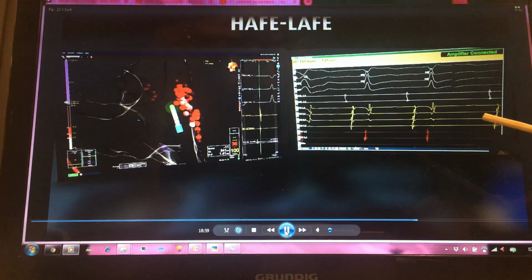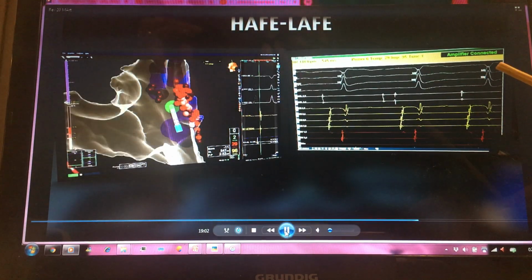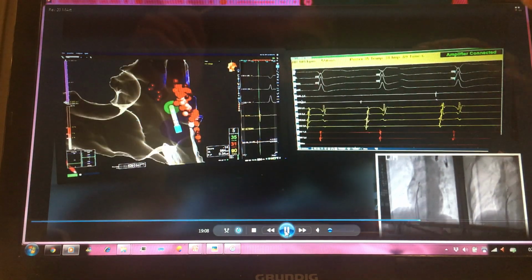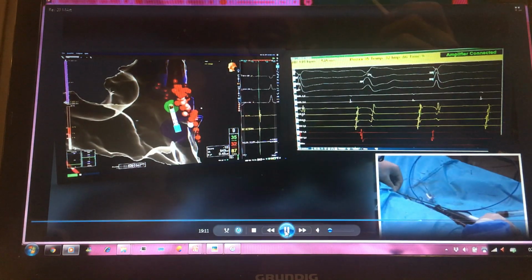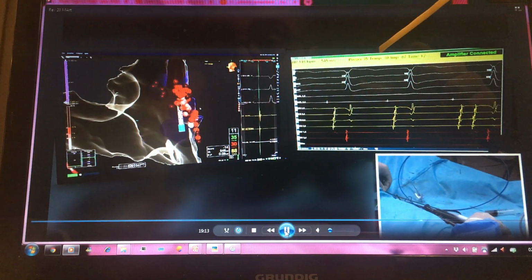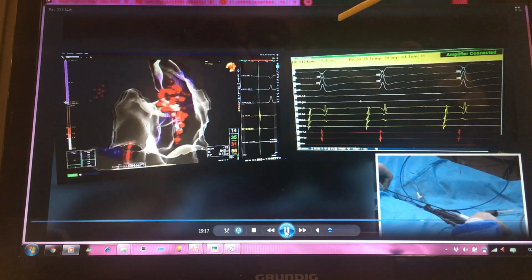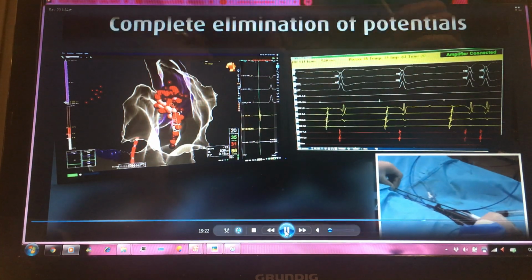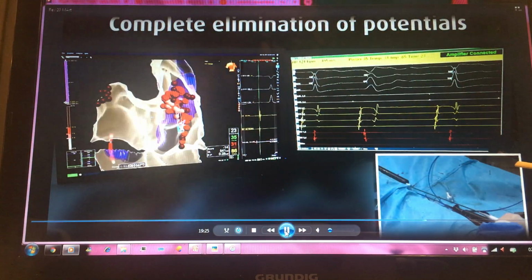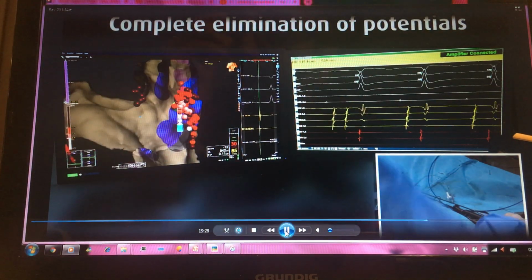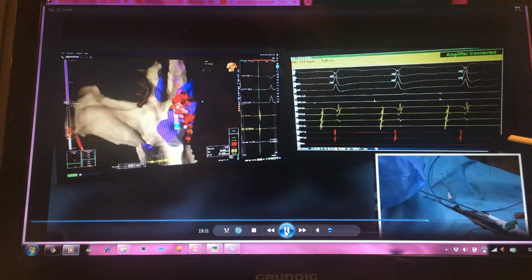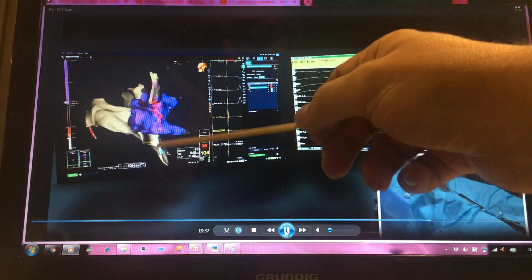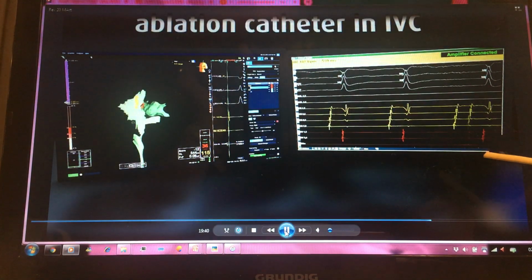As an important point, you can also see fragmented potentials in sinus node area, because as you know, axonal fibers of parasympathetic neurons may cause these fragmented potentials in sinus node area, but you should not perform ablation in those sites. So checking contact between left and right atrial structure is very important to select your true ablation area. Yes. Now we pull our ablation catheter to inferior vena cava level.